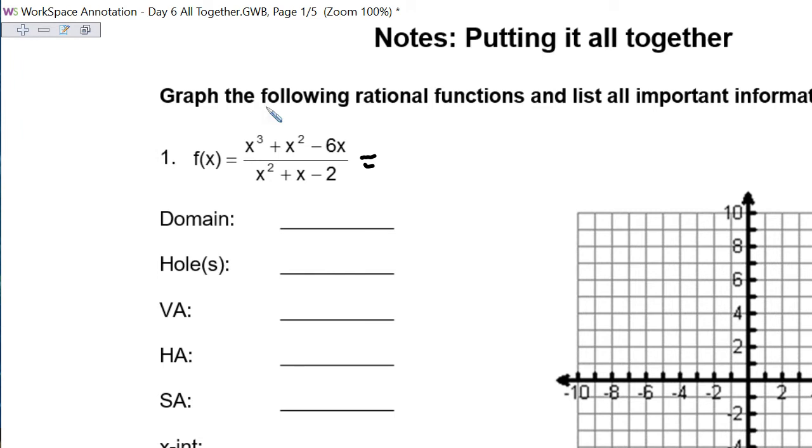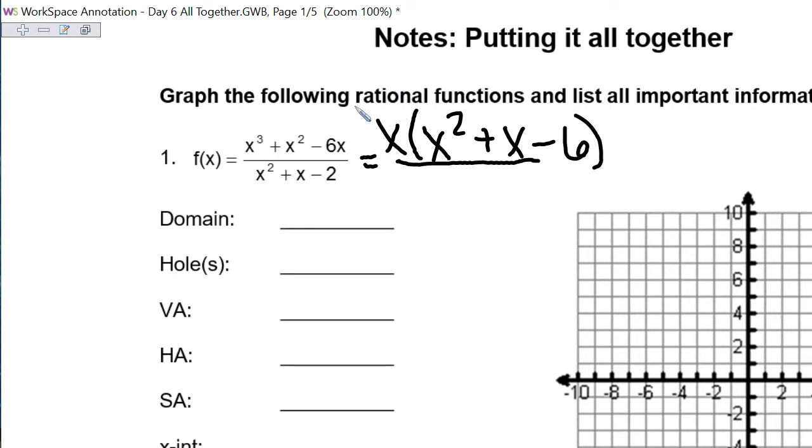Factor. So notice for the numerator it has a GCF, which is x. So factor out the GCF. Inside the parentheses we would have x squared plus x minus 6. The denominator, what two numbers multiply to -2 and add to +1? Positive 2 and -1. So x plus 2 and x minus 1.